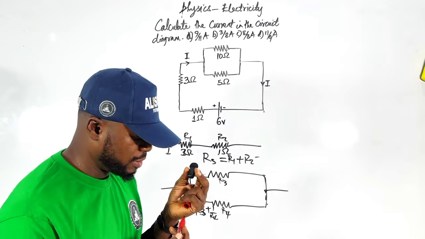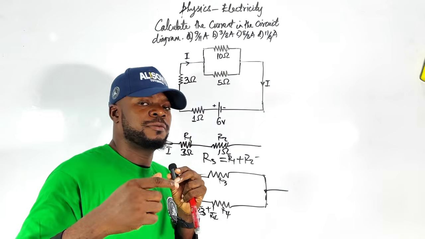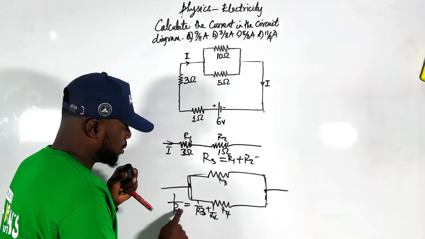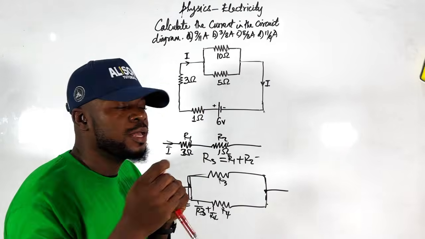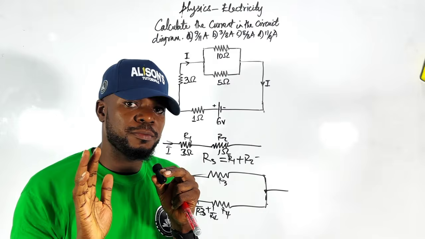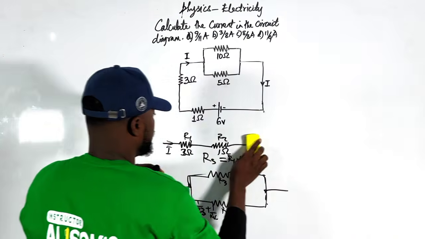When you finally get this one, you can add the value of this total and this one. When you add these two values, you apply Ohm's law to find the current that flows, since you now have the total. Simple mathematics. Put your answer in the comment section as I begin to solve now.